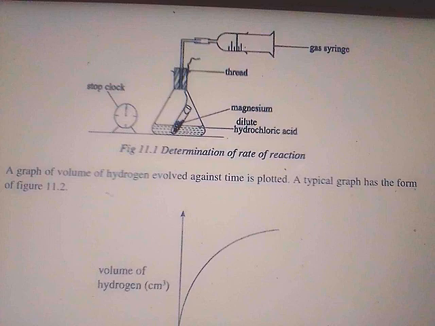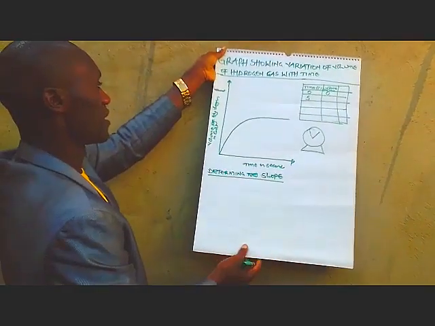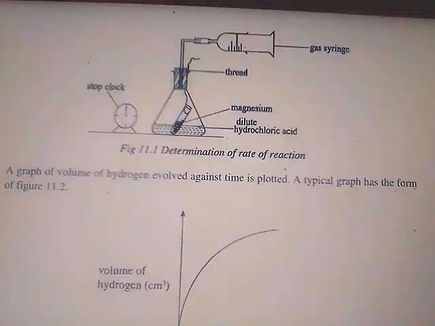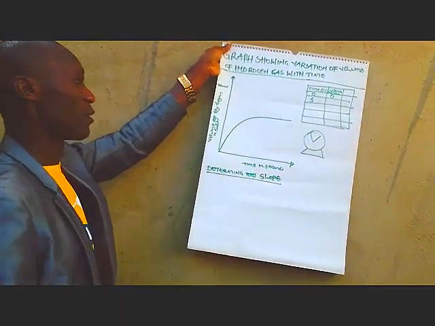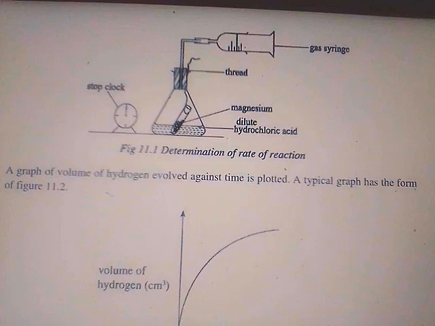You can now be recording after each 5 minutes. You look at your stop clock which you have put on your experiment. Then after 5 minutes, you record where the piston is. Remember, as the hydrogen gas is being produced, the piston is going to help you to know how much hydrogen gas is being produced by the reaction in the flask. Then you record the hydrogen gas volume, as well as the time which you have taken.